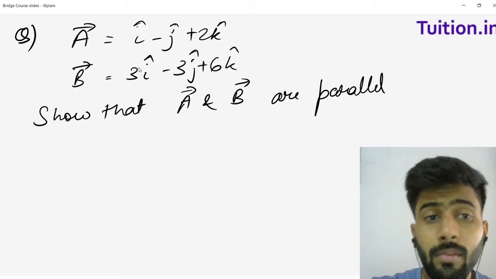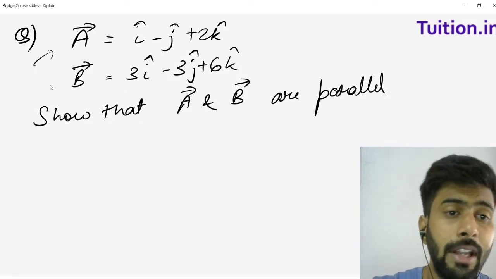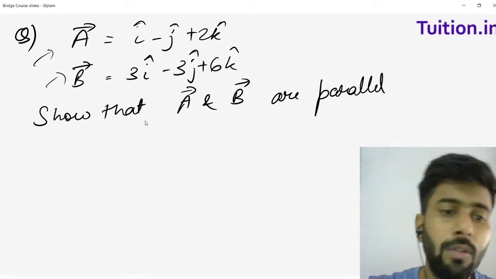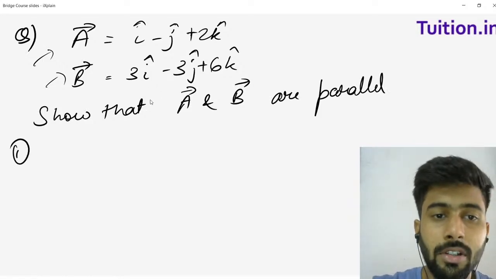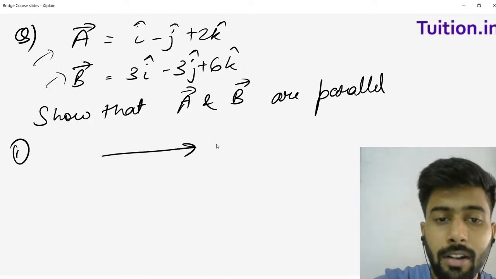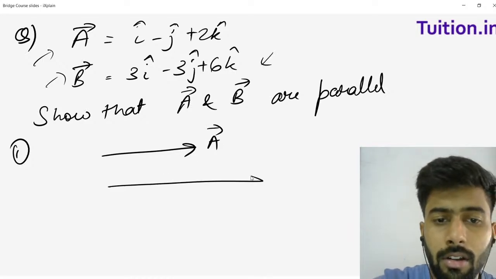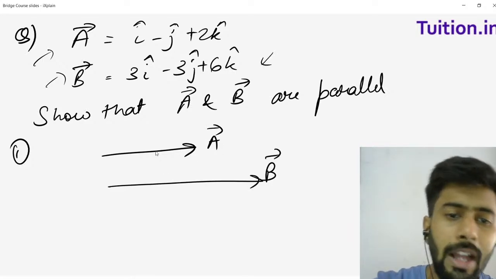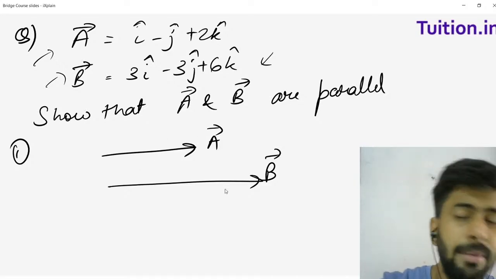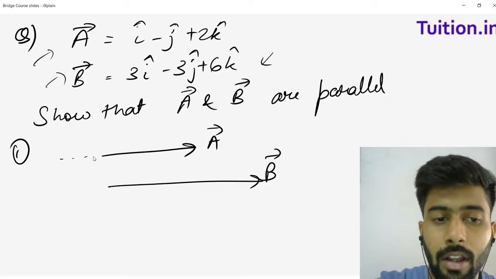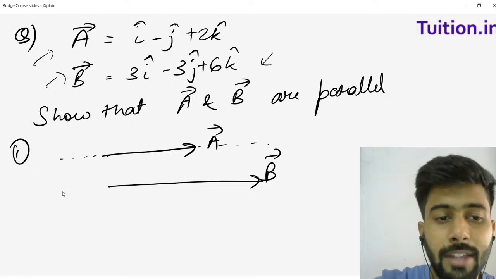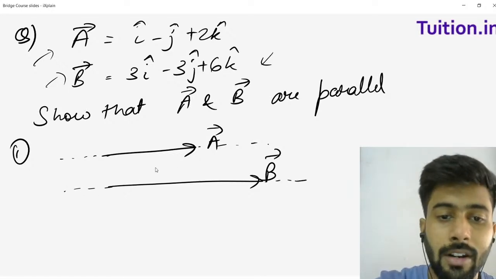Right? So here is your A bar, here is your B bar. Now question, first step is to understand the question. Fine, you have a vector A bar and then you have a vector B bar. I don't know how they look, but the question is telling me to show that both of them are parallel. I have to show how they are parallel.